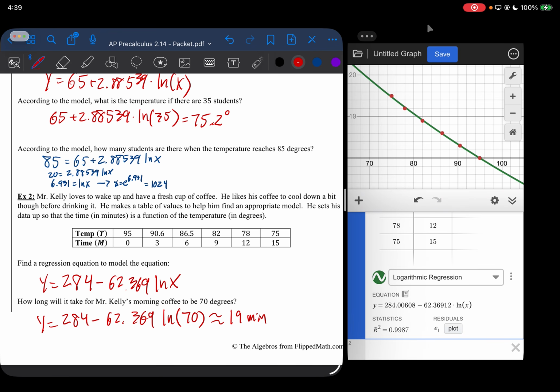What's different about this graph is you actually read it from here and trace it up this way, because time starts at 0 and goes upwards, just as the temperature goes down.